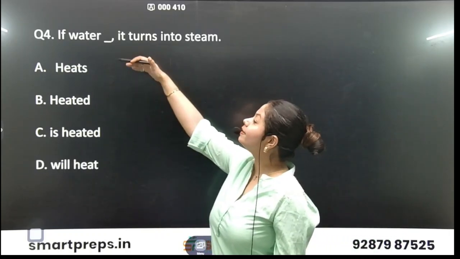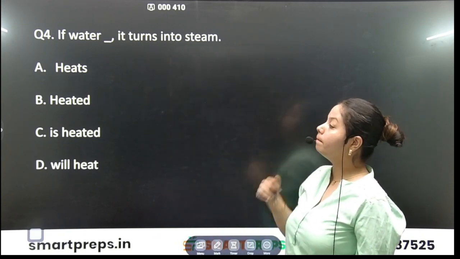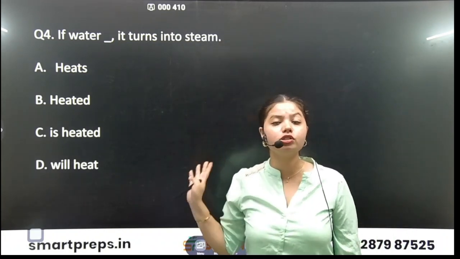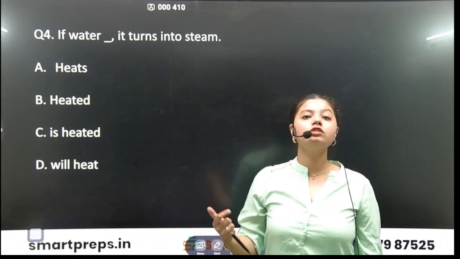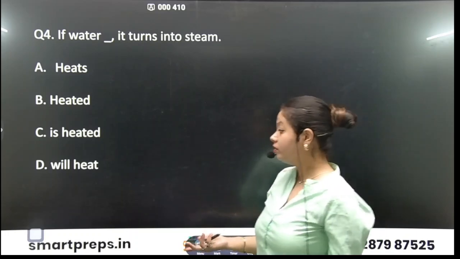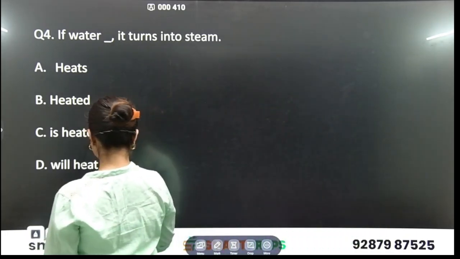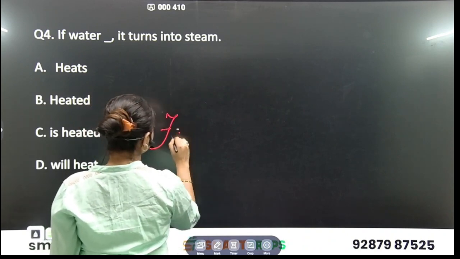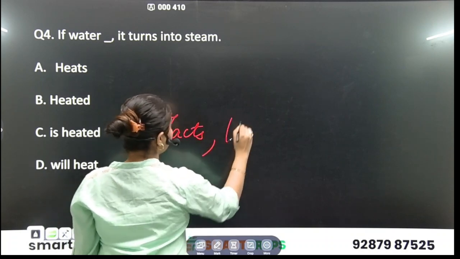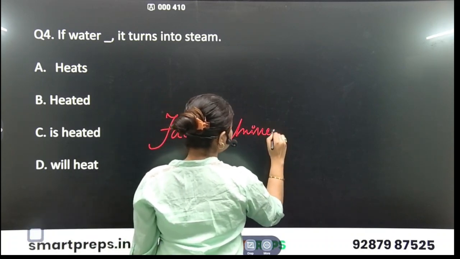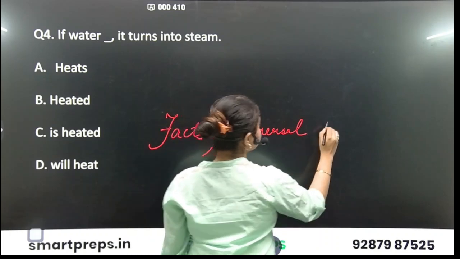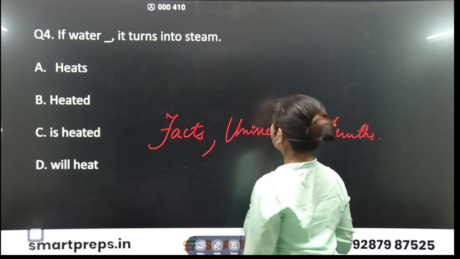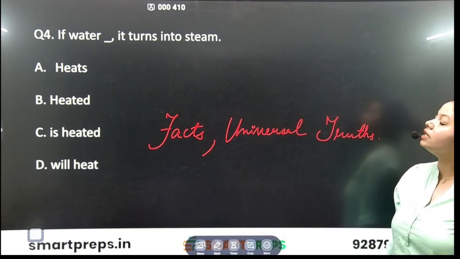If water dash, it turns into steam. This is what? This is zero conditional, universal truth. Yes, we use it for facts. We use it for universal truths. What will be the answer here? This is what? Facts. We use it for universal truths. Yes, so if water dash, it turns into steam.